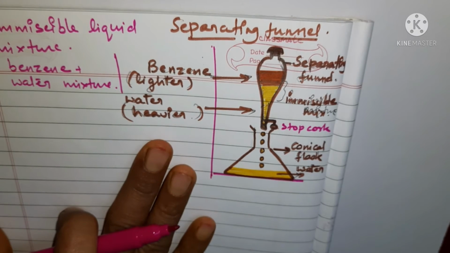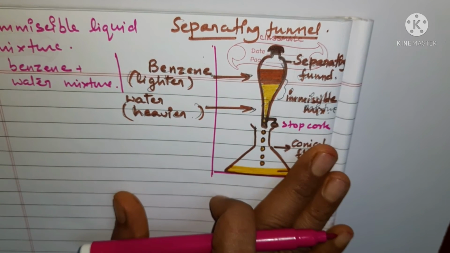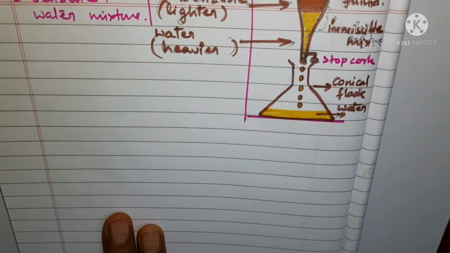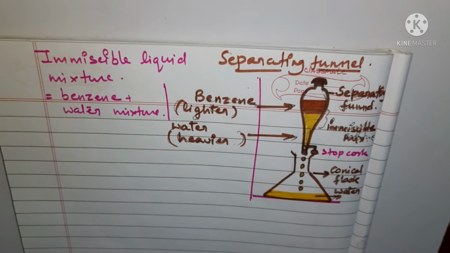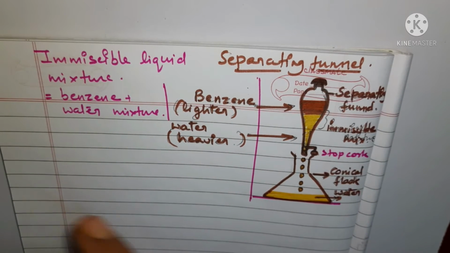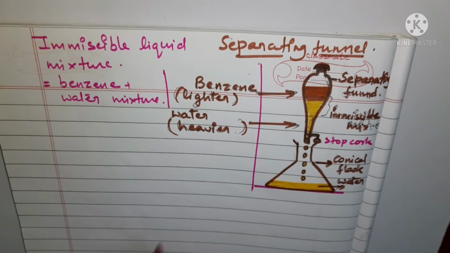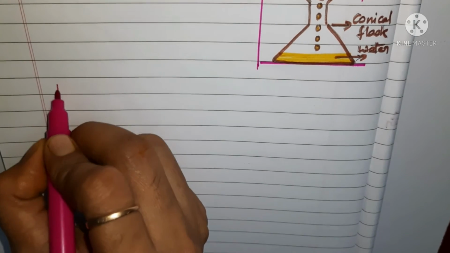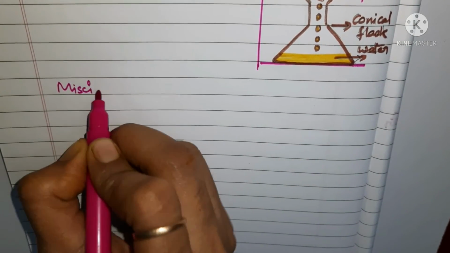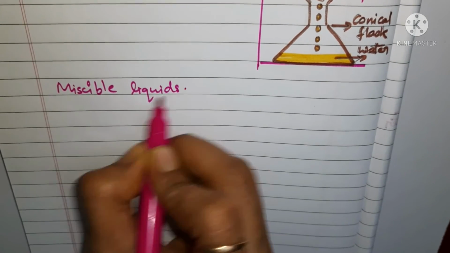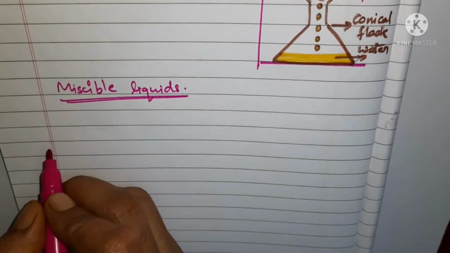Okay, understood? So this part is also over, and now in the next video we will be coming up with the separation method in which we are going to understand how two miscible liquids can be separated. Here we have taken immiscible liquids. In the next video we are going to come with the topic of miscible liquids, and how these miscible liquids are going to be separated out.